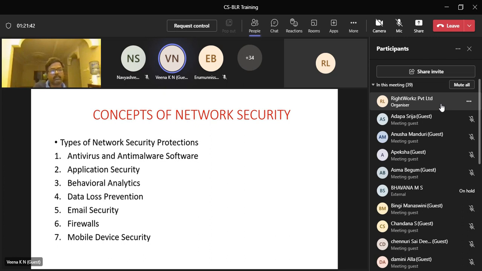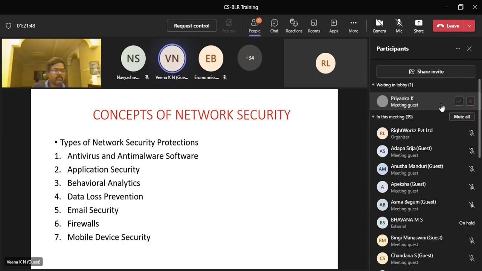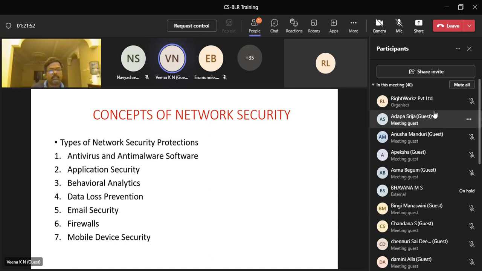And behavioral analytics: when you get abnormal network behavior, you will have to know what normal behavior looks like. And the data loss prevention, the organization should guarantee that their staff does not send sensitive information outside the network. Then the email security, email gateways are considered the number one threat vector for a security breach.